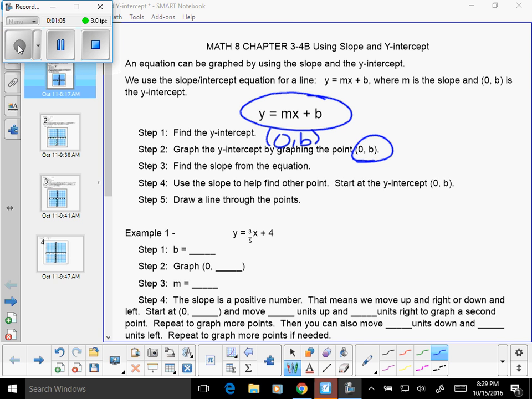Now remember, we're going to find the slope from the equation. That's m. And then we're going to use that slope to help us find other points. And we're going to start from that y-intercept, and we're going to count up and right, or down and left. Or sometimes we will count up and left and down and right. So you're going to have to hang with me here, okay? We're going to then also draw a line through the points that we have put down.